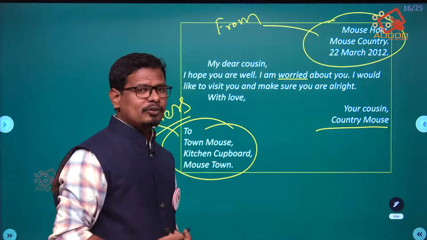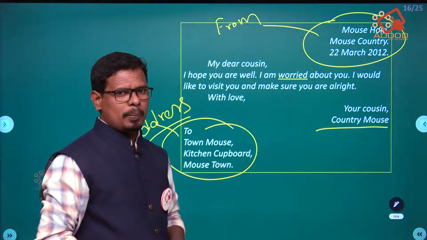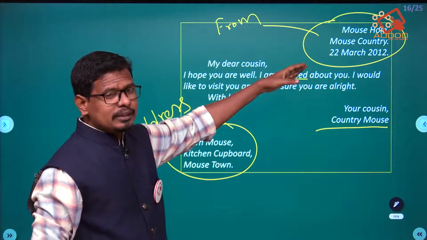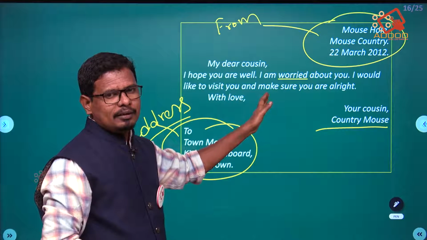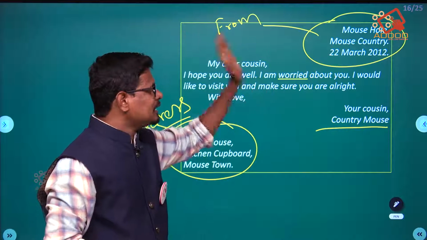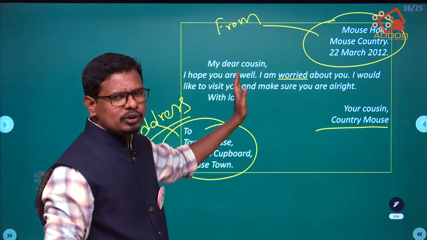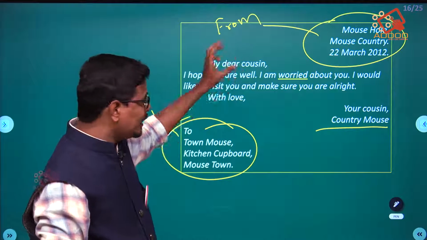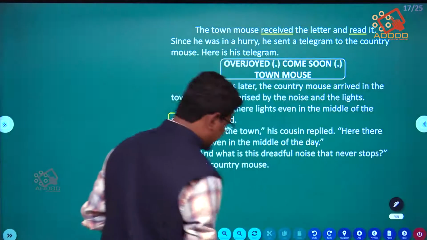Okay, so who felt? The country mouse felt worried about whether the town mouse was okay, because he went without eating. The town mouse said he forgot something. So the country mouse was worried about the town mouse and wanted to find out whether the town mouse was good. Let us see if it was really good.